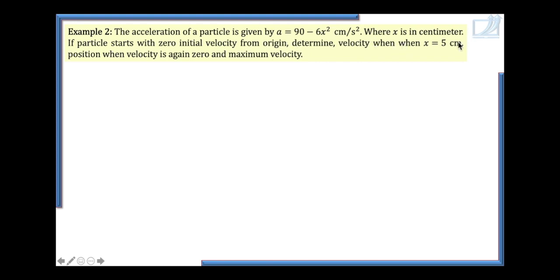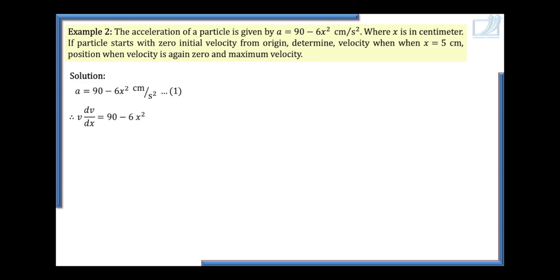Let's check what is asked in the problem. Where x is in centimeters. If particle starts with 0 initial velocity from origin, determine velocity when x is equal to 5 centimeters, position when velocity is again 0, and maximum velocity. So 3 things are asked. Let's answer the question. We know how to start solving the problem. Acceleration is 90 minus 6x squared centimeters per second squared. This is first equation of motion.